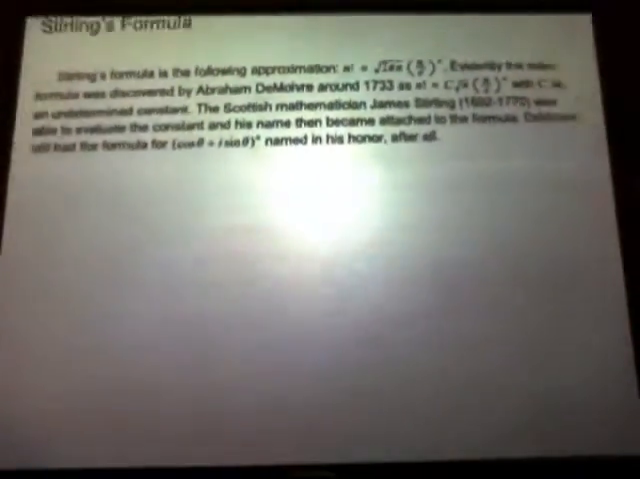So we did Stirling's formula. Oh, yeah, right. Is that better? Yeah, that's pretty much better. Okay.